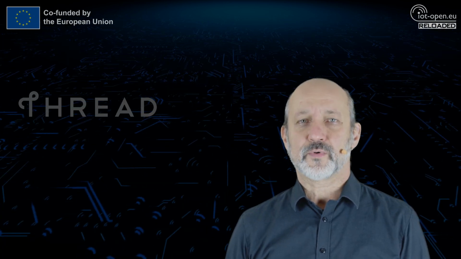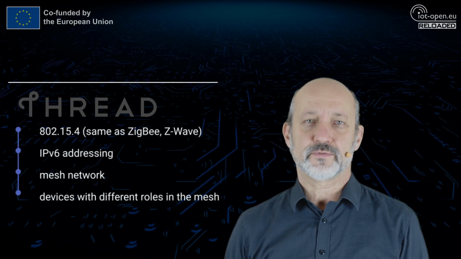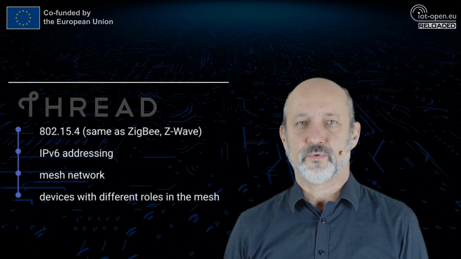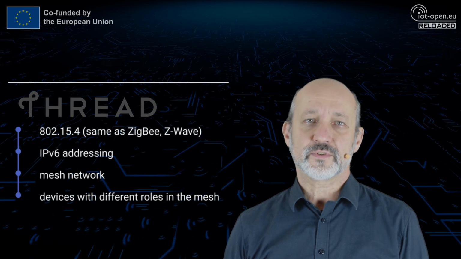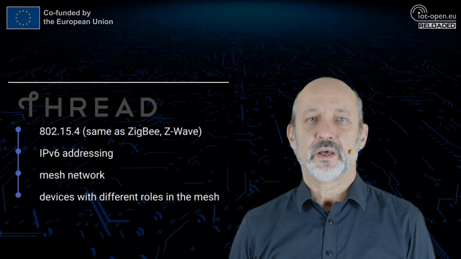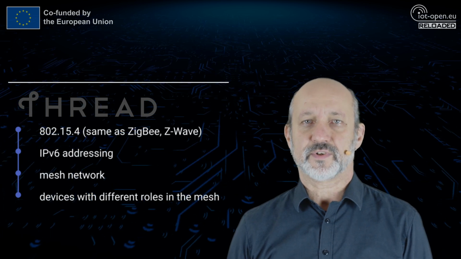Since we have recorded the first playlist, some new protocols developed for use in Internet of Things systems have appeared. One of them is Thread. Thread operates on the same 802.15.4 radio as Zigbee or Z-Wave, but instead of using its own addressing scheme, uses IPv6 addressing.